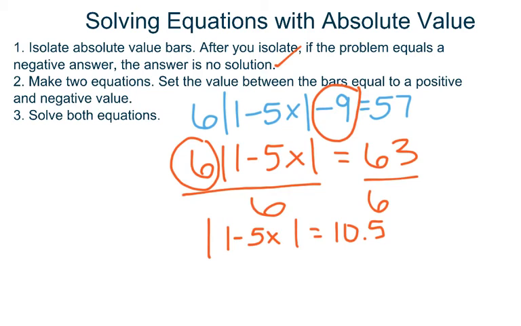Next, I'm going to make 2 different equations. So I'm going to take the value between the bars, 1 minus 5x, and I'm going to set it equal to this positive and negative answer.